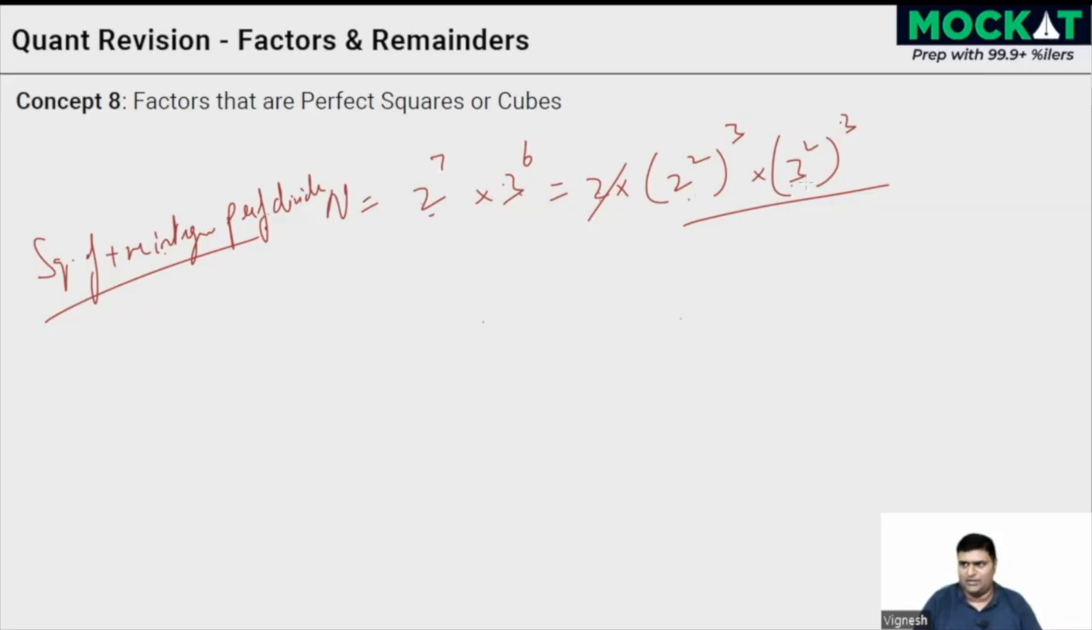So now 2 square and 3 square are prime squares. Once you have done that, then apply the same formula, power plus 1 into power plus 1. The answer over here is 16. 16 numbers over here are perfect squares.